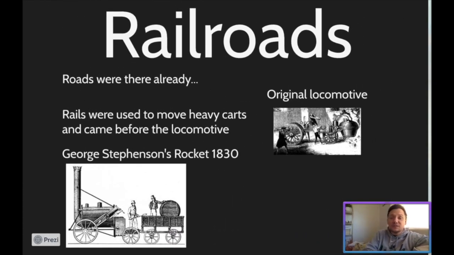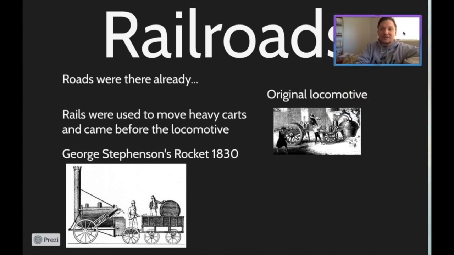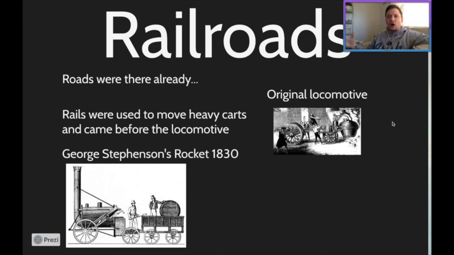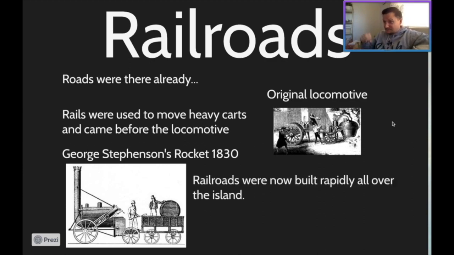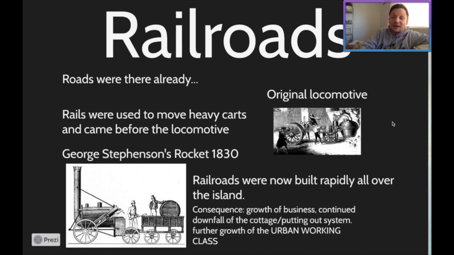And it becomes such a big thing during the Industrial Revolution, the idea of the locomotive and the shock and awe of this thing that can move things such great distances, that basically railroads are going to be put up everywhere rapidly all over the island. And also, you're going to see the growth of businesses that are going to come out of this as well. Because the continued downfall of the cottage industry and the putting out system is just being made more obsolete by railroads, right? This is further going to push forward the idea, though, also of the urban working class, right?